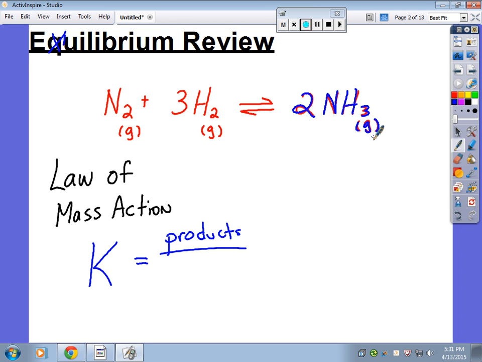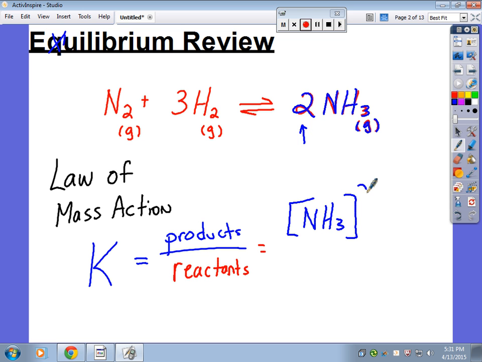All right, now let's get this set up. So what are my products? My products, I only have one of, is NH3. I take the NH3 and I put it in brackets by convention. This is how you do it. And the 2 that's up front, that coefficient, becomes an exponent. Okay? That's how you write it. You start with your products, and now you're going to use this line right here as a line in your fraction. So this double arrow in your reaction becomes a line mathematically.